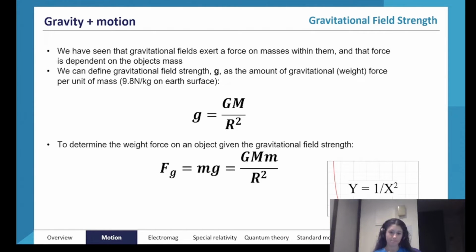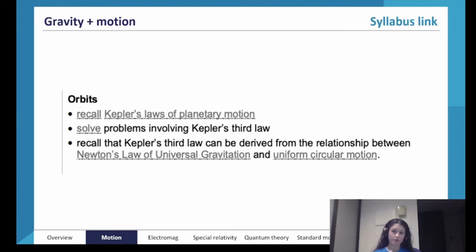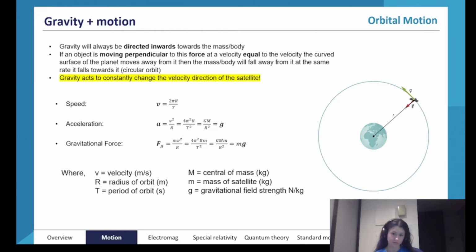So, getting onto orbits. For orbits, you need to recall Kepler's laws of planetary motion. You need to solve problems involving Kepler's third law. And you need to recall that Kepler's third law can be derived from the relationship between Newton's law of universal gravitation and uniform circular motion. So, for recalling Kepler's laws, what I'd recommend is again going to the QCAA official definitions and memorizing those just so you don't get mixed up with anything.